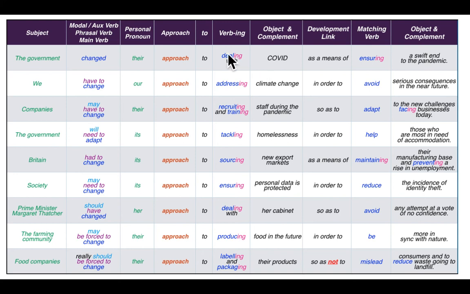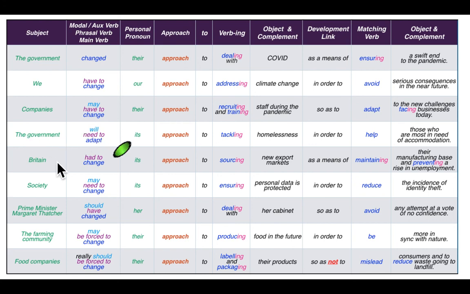So there you see the teacher just stumbled a little bit. The government will need to adapt its approach to tackling homelessness in order to help those who are most in need of accommodation. And those often means people. Instead of saying those people, we just say those. That's a very mature language usage there. You should copy that. Okay?